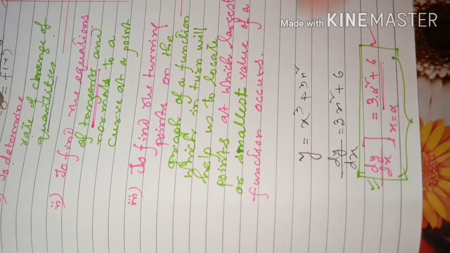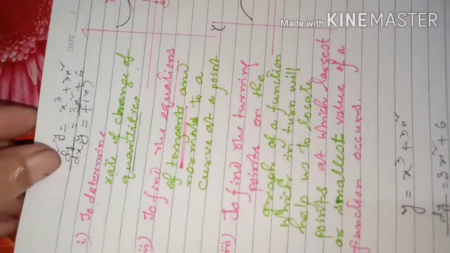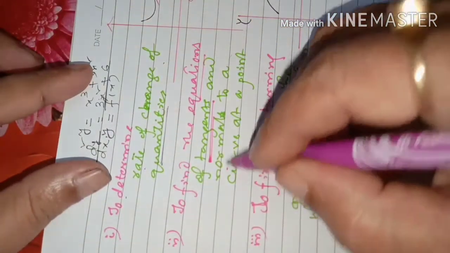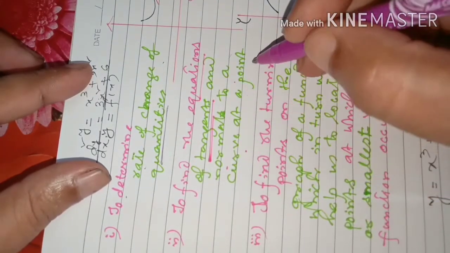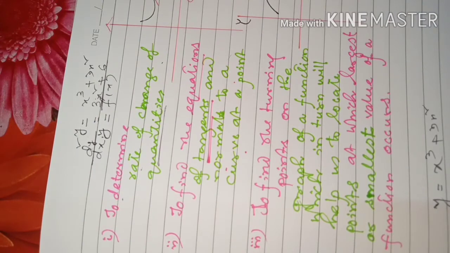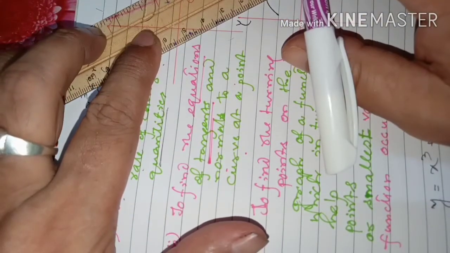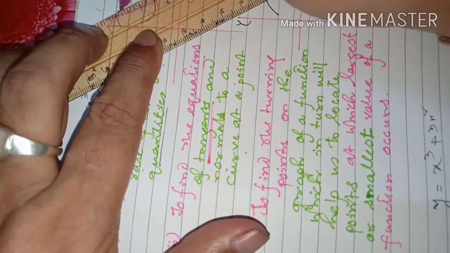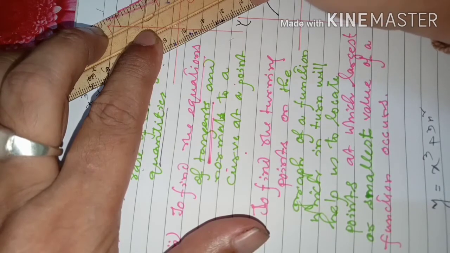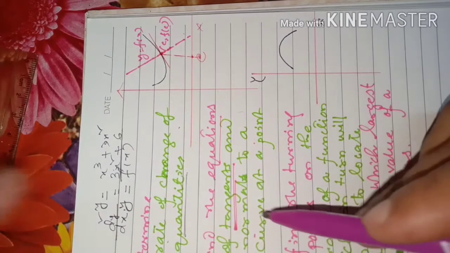So dy by dx can give us the equation of the tangent. Also the equation of the normal to a curve at a point. Suppose at this point, what is the equation of the normal to this curve? For that also we can use these derivatives. If we want the normal's equation at this point, that also can be found out by using derivatives.